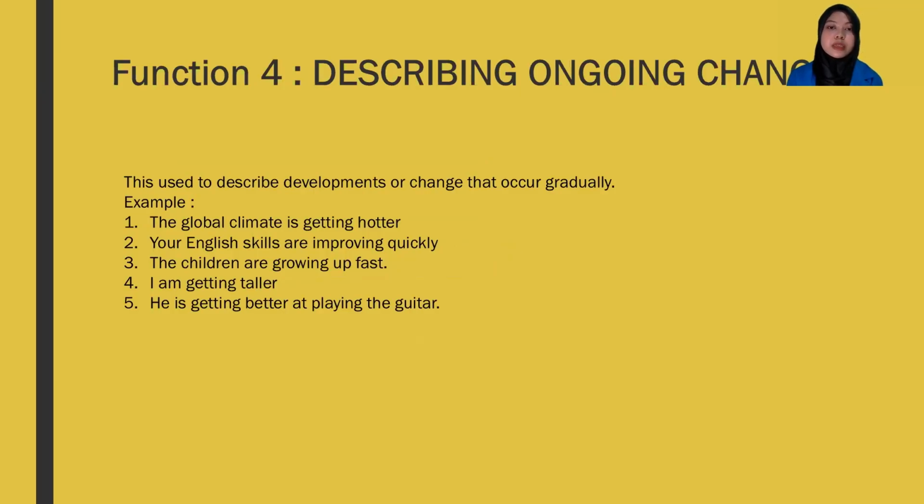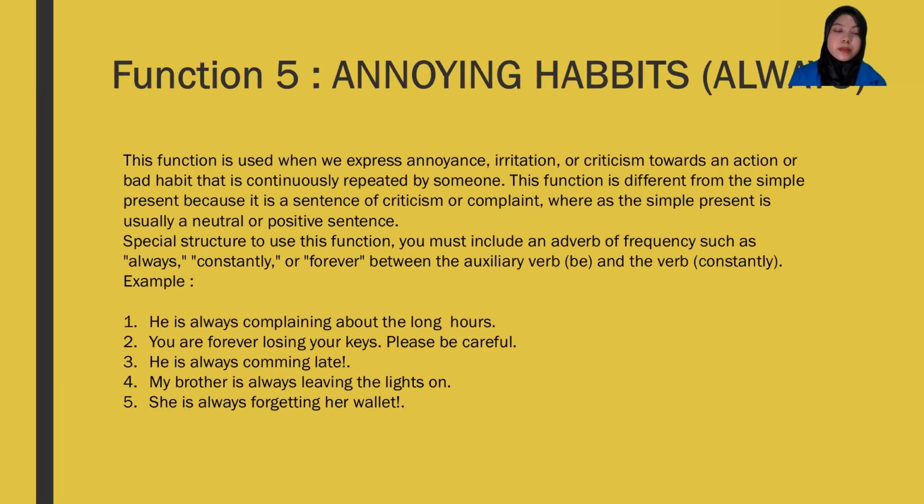Okay, function 4, describing ongoing change. This is used to describe developments or changes that occur gradually. For example, the global climate is getting hotter. Your English skills are improving quickly. The children are growing up fast. I am getting taller. He is getting better at playing the guitar.